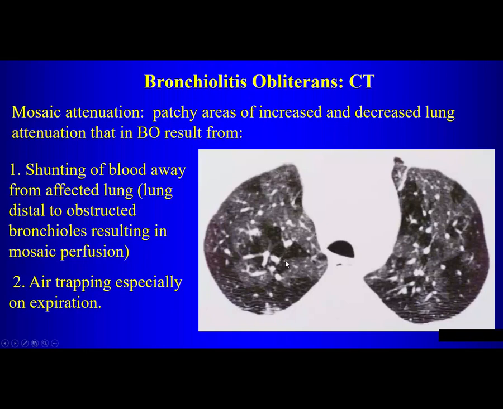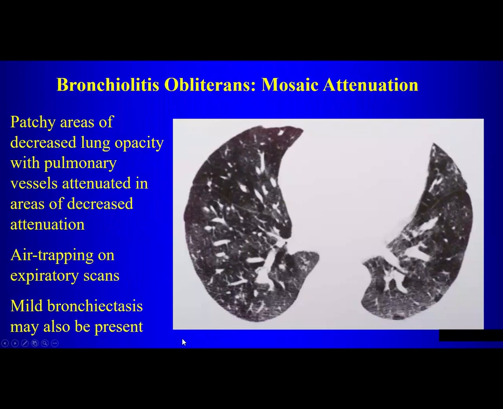So mosaic attenuation, you want to make sure you do expiratory views. What happens is that the blood is shunted away from the areas of the lung where there's air trapping. So there are 2 reasons for the lung to look more lucent. One is the air trapping. The second is that the blood flow is shunted away, which is why we see mosaic perfusion. We see that the blood vessels are smaller within the areas of more lucent lung. And then you want to do expiratory views to show that. Okay? So air trapping on expiratory stage.